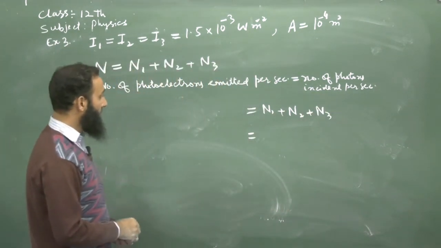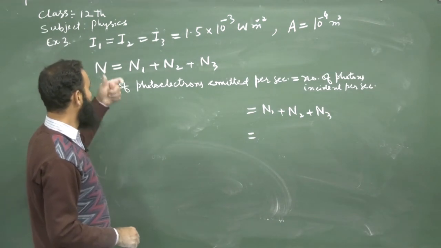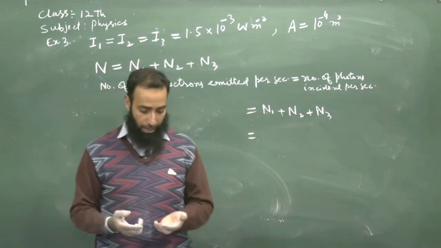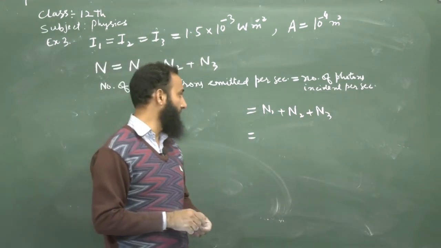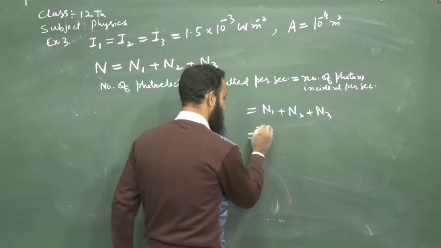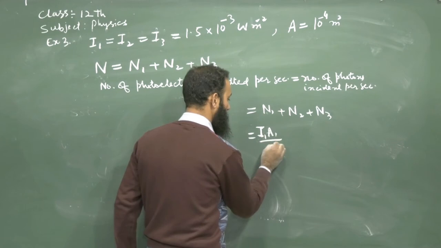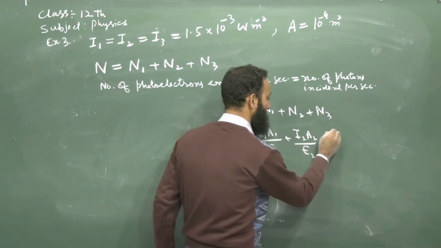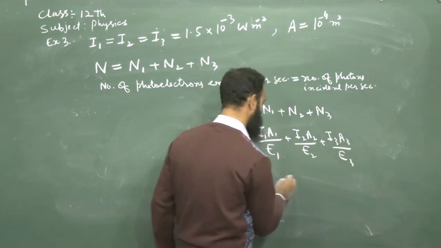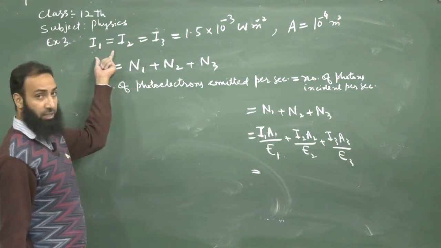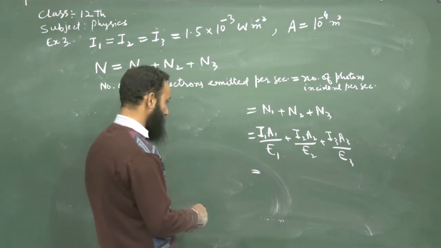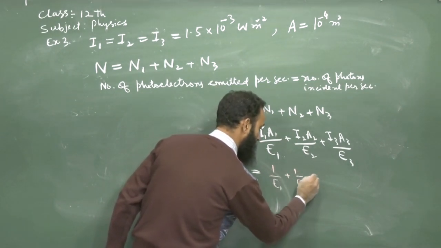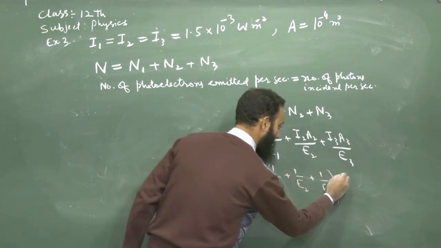But since the parameters which are given are the intensity, the area, and the energy of the photons, we know that the number of photoelectrons which are emitted from the metallic surface is equal to I1 A1 divided by E1. This is the relation, plus I2 A2 divided by E2 plus I3 A3 divided by E3. Since the intensity in each case is the same and the area is also the same, we can write this as I A times 1 by E1 plus 1 by E2 plus 1 by E3.